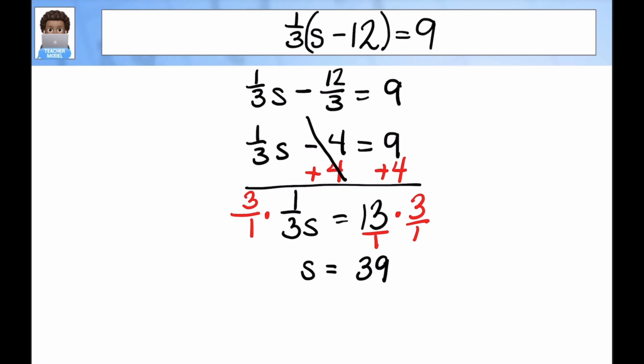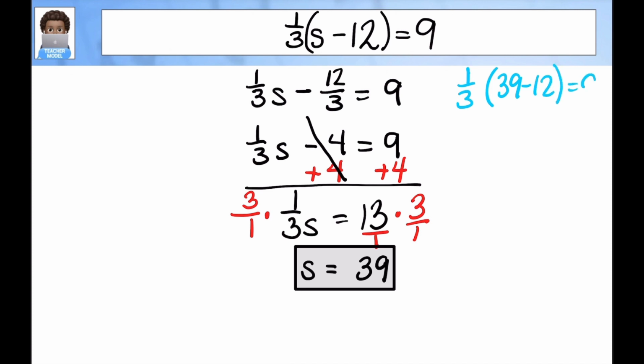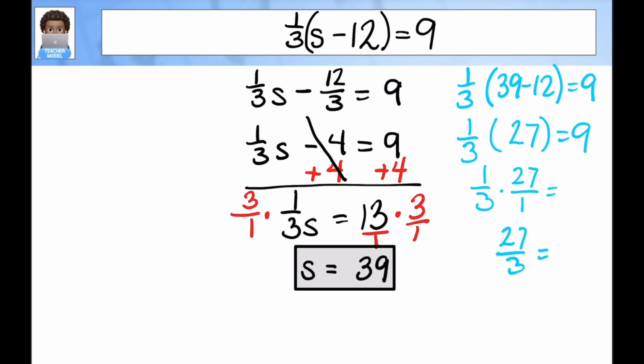So that's it for this one. Nice and easy. We don't have to be scared of having fractions. Let's try it out by just checking our work. Put it all the way back in the beginning, and we have 1/3 times 39 minus 12 is equal to 9. 39 minus 12 is the same as 27. And 1/3 times 27 over 1, I get 27 over 3, which is equal to 9. So this one is correct.